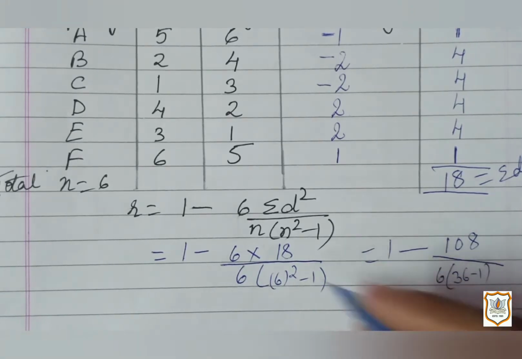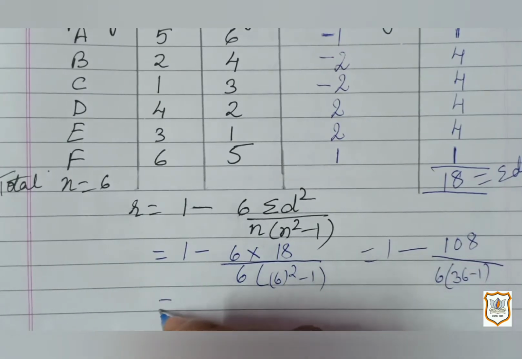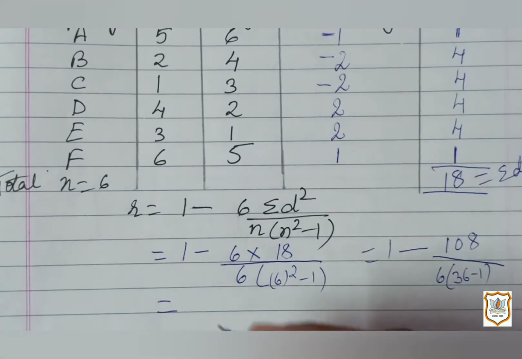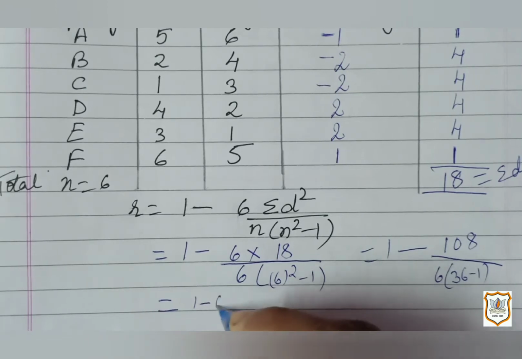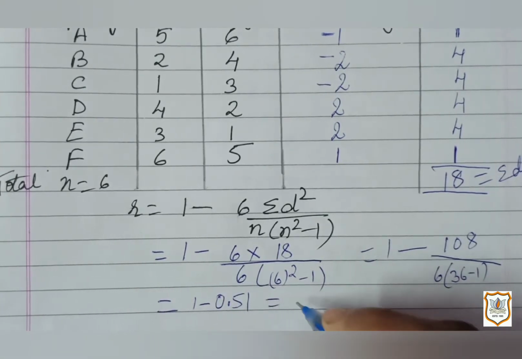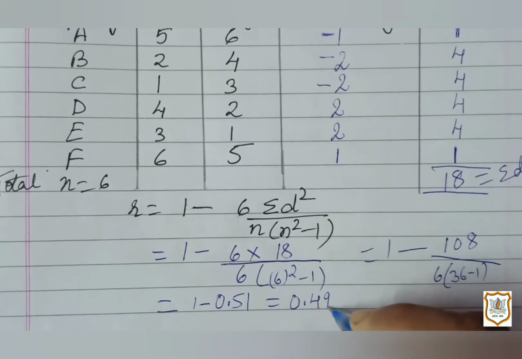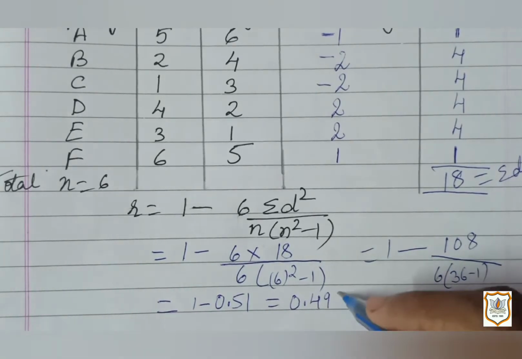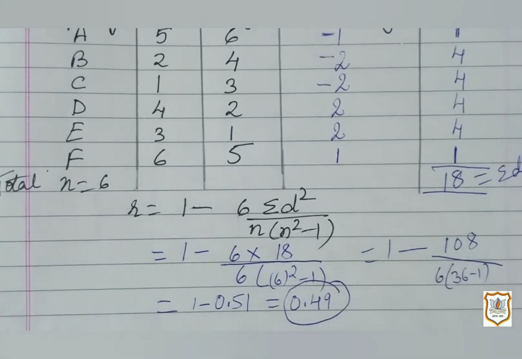Now let us solve this out. The answer on solving this will be 1 minus 0.51, and that is equal to 0.49. So this is the rank correlation coefficient.